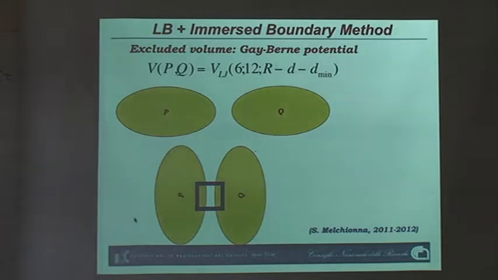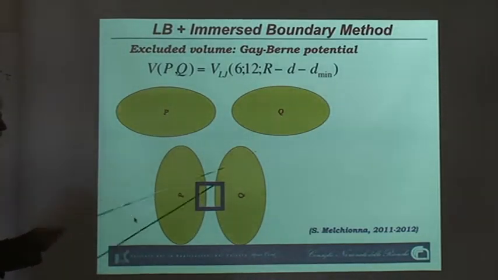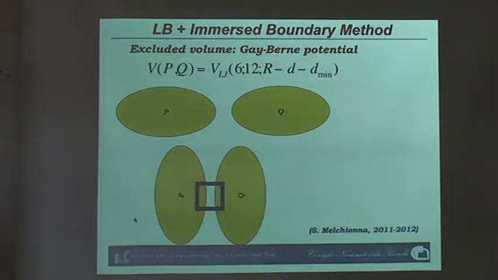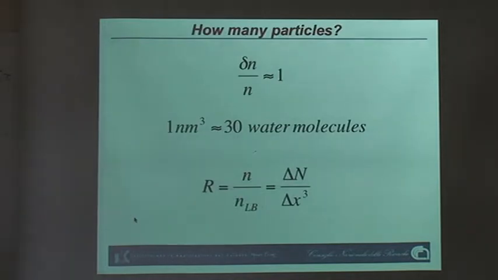Another advantage is that, of course, we are not limited to spheres. You can change the shape of the interacting particle. And that is the paper I was referring to. This is red cells moving in a shear flow.